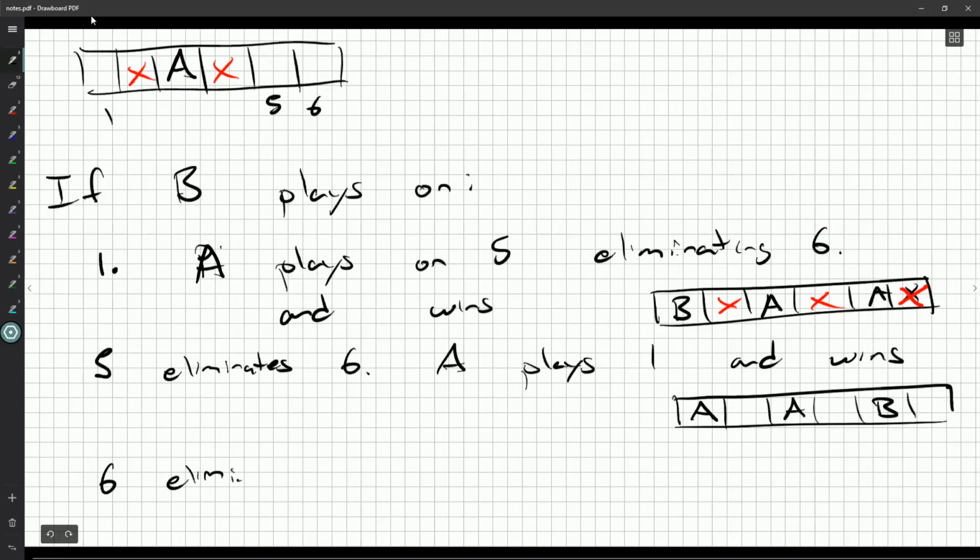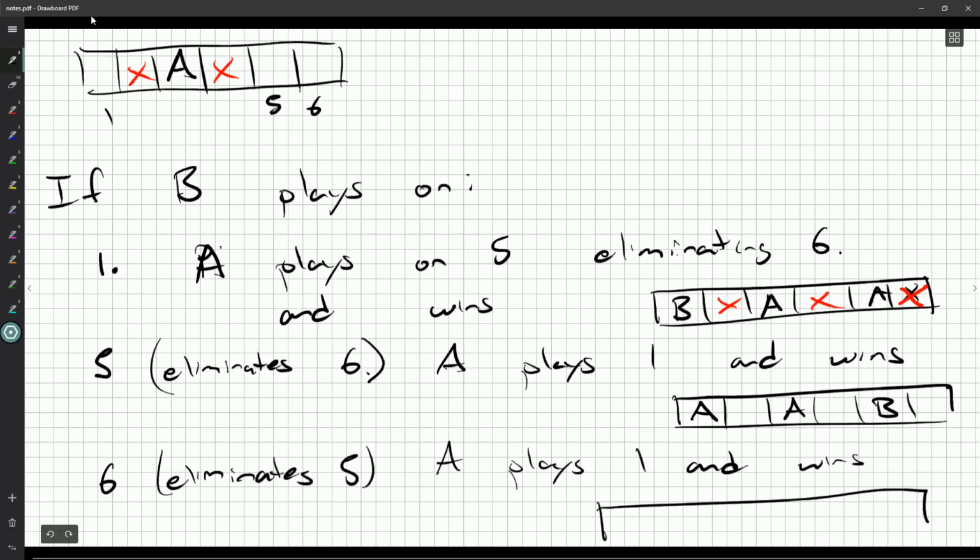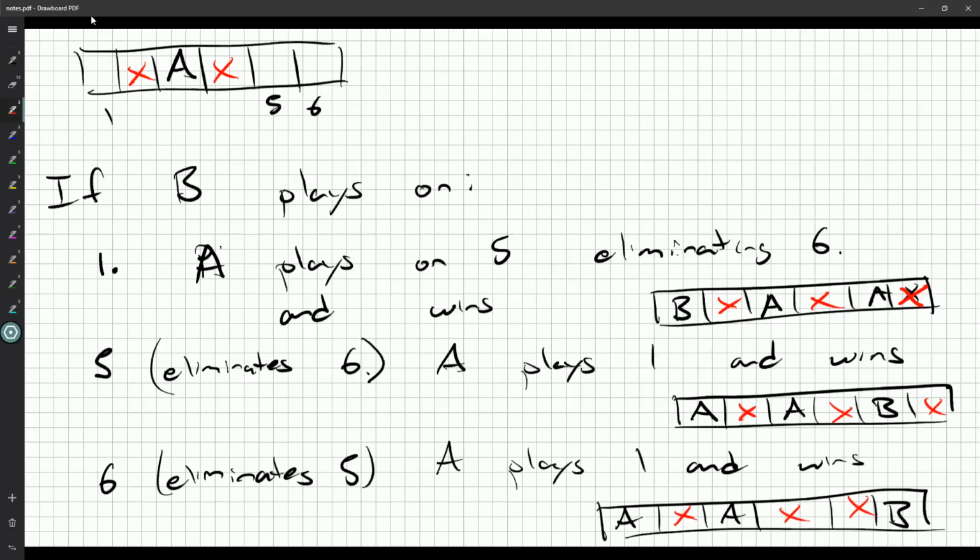6. So if Bob plays on 6, this eliminates 5. Might put these in brackets just to make it a little more readable. A plays 1 and wins. A, but now B's over here. So it seems like if you divide by 2 and round up, maybe if that's even or odd, you might get Alice winning or Bob winning or something like that, which might help me for 8. And I'm just trying to plan ahead for 8 based on what we've seen.